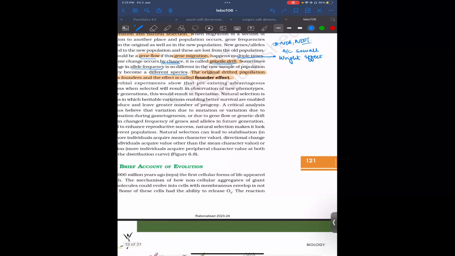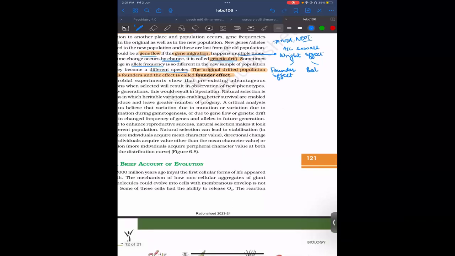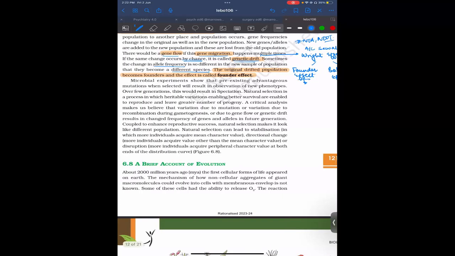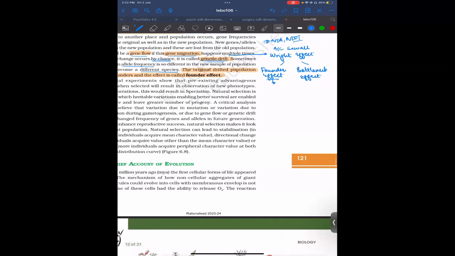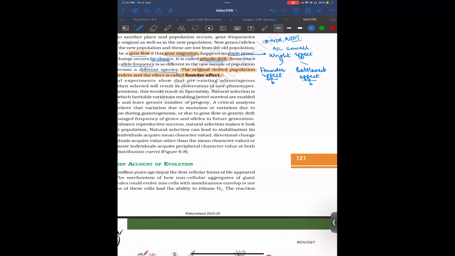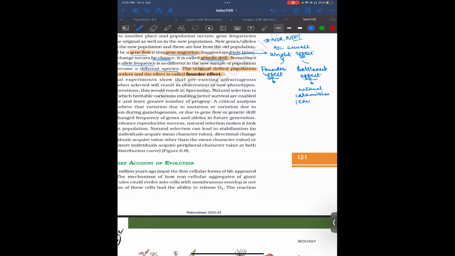And now the Sewall Wright effect is of two types. It is either the founder effect, which is explained over here in the book, and next is the bottleneck effect. Bottlenecks are the natural calamities like earthquakes, tsunamis, volcanoes or floods. फाउंडर इफेक्ट में क्या हुआ कि एक नई एलील फ्रिक्वेंसी में इतना ज्यादा डिफरेंस आ गया बाय चांस कि एक नई स्पीशीज डेवलप हो गई. बट जो बॉटलनेक इफेक्ट है उसमें नेचुरल क्लैमिटीज की वजह से हुआ, like earthquake etc.